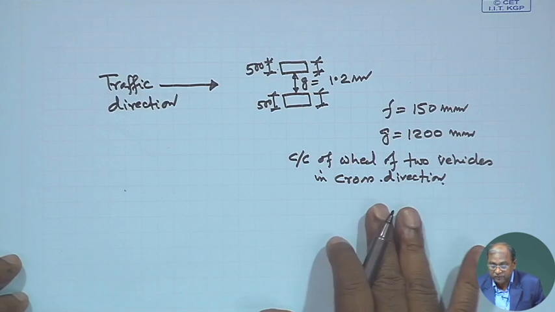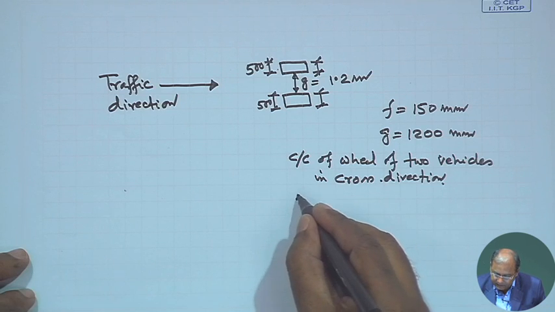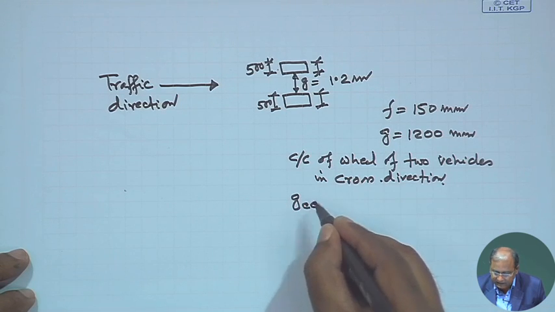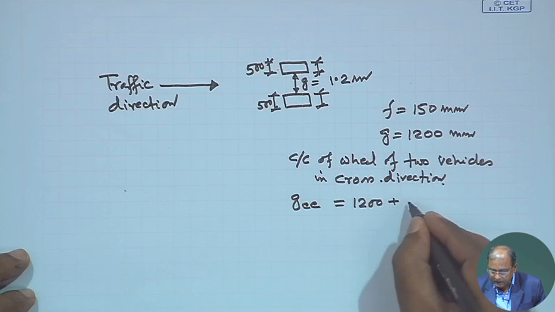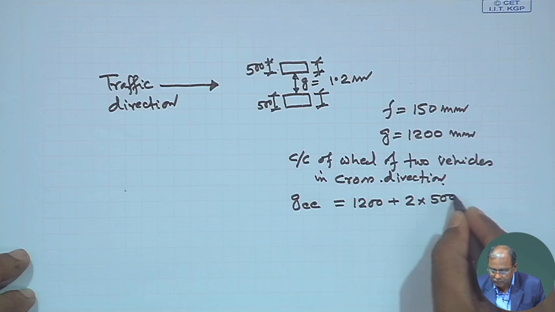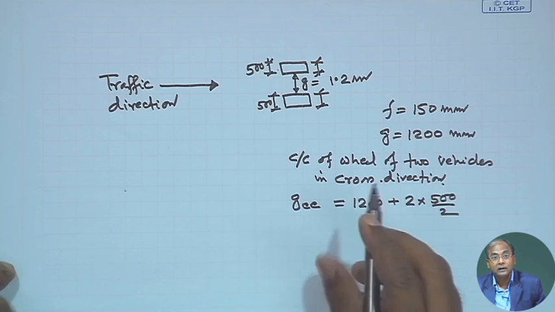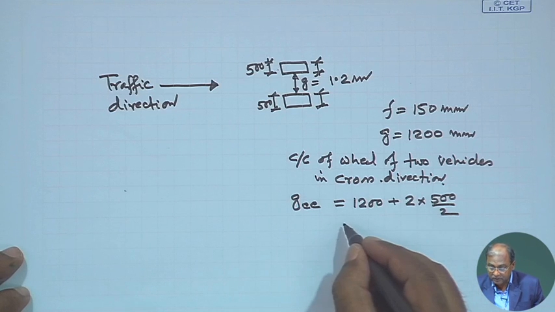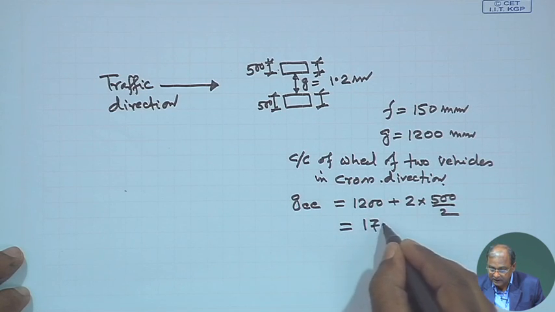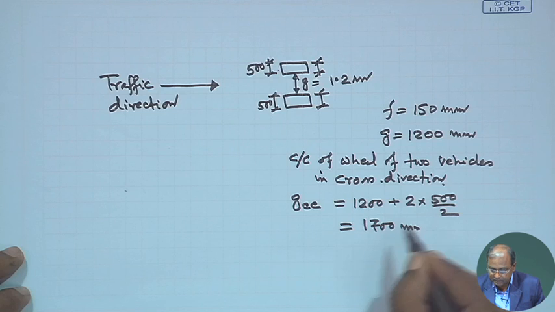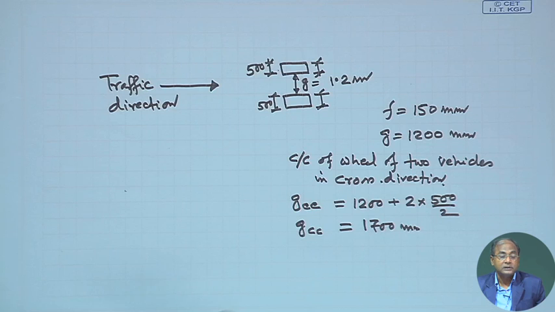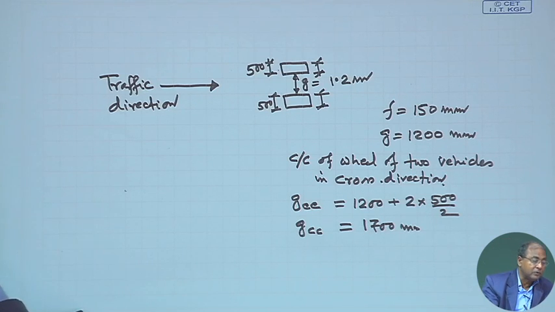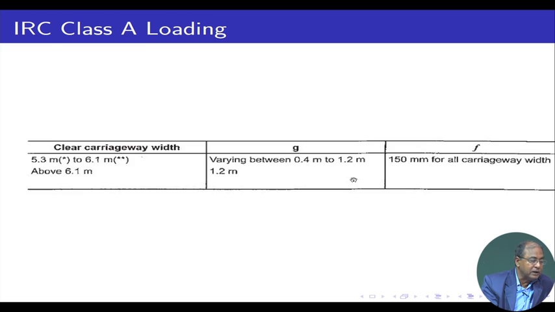So, coming to this particular point here, let us say the term GCC, center to center, will be equal to 1200 plus 2 into 500 by 2. So, that I can have, no other vehicle will have that particular one. Which is coming as 1700 millimeter. So, GCC, that way I can say 1700 millimeter. This is the information that is required, that we are getting here.